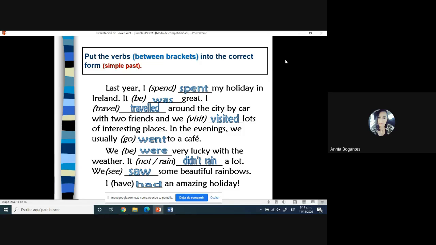Last year, I spent my holiday in Ireland. It was great. I traveled around the city by car with two friends and we visited lots of interesting places. In the evenings, we usually went to a cafe. We were very lucky with the weather. It didn't rain a lot. We saw some beautiful rainbows. I had an amazing holiday.